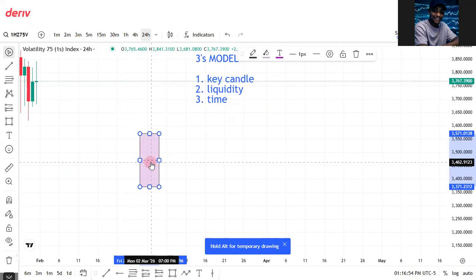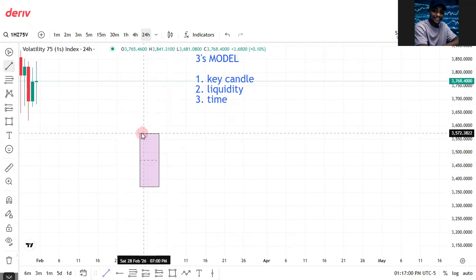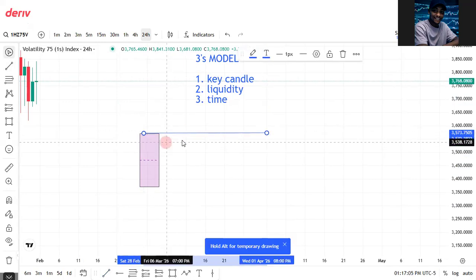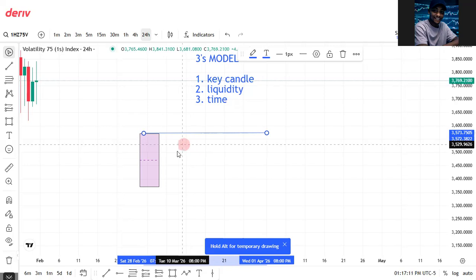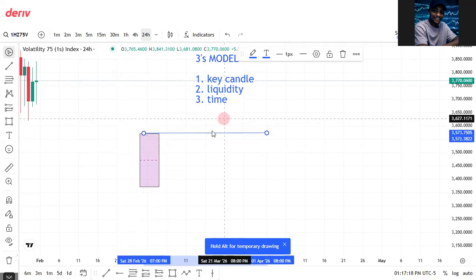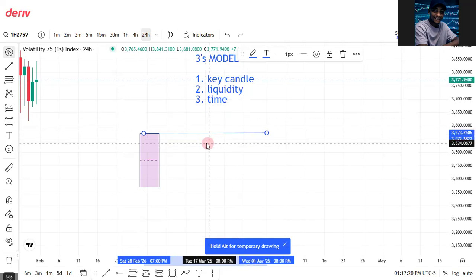So what do we need again? We can mark the high of this candle, right? Why? This high is very important. Any high or low of a key candle is very important. So I know that if the market should continue going lower, I don't want to see another candle close above this high. So that is the invalidation for this setup.